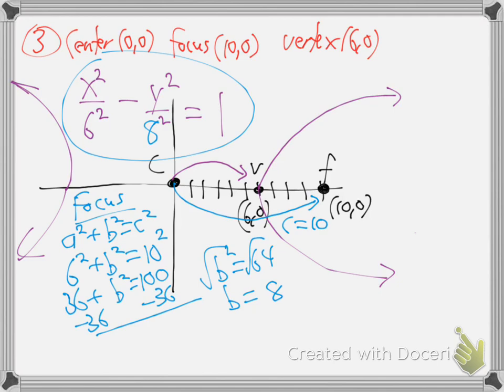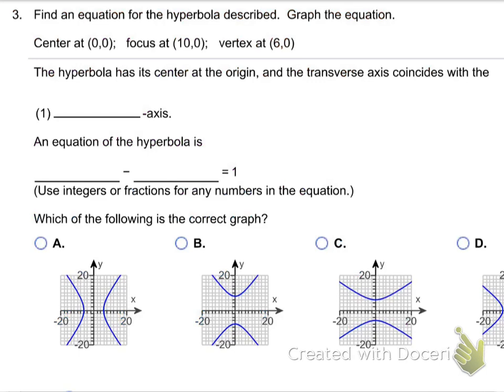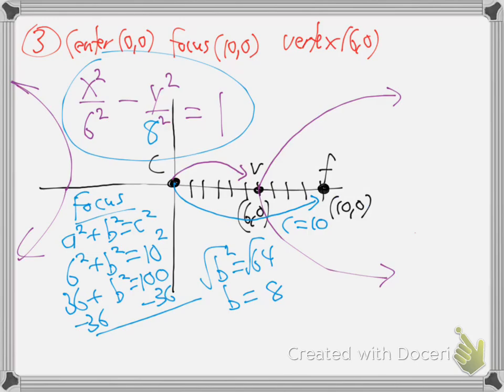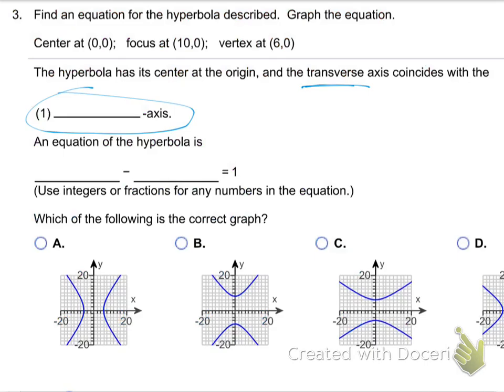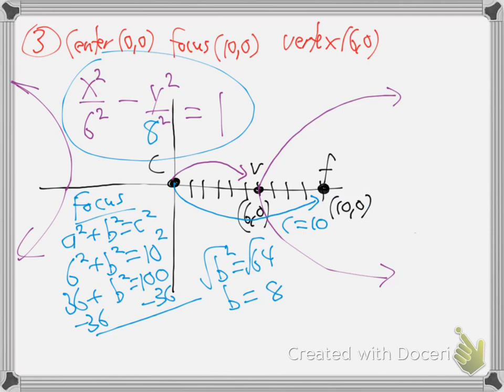So there we go. The only other thing I think they're going to ask is the transverse axis, don't they? They say, what is the axis? What axis is this thing on? X-axis, right? It's hitting the x-axis. It's right and left. It hits the x-axis, and then they just want the equation, which we just got right here. We're done. That's all they want.